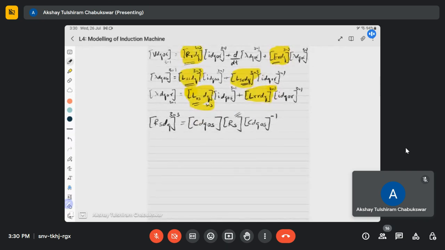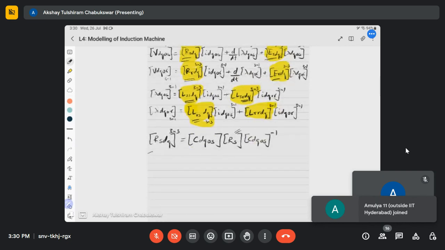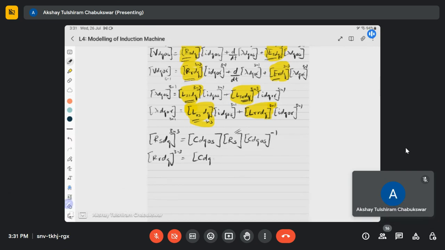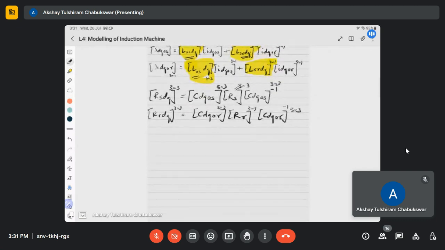These were the matrices which we have found out. Similarly, R_R in dq is 3 cross 3. This is nothing but C_dq0r into R_R (3 cross 3) into C_dq0r inverse, and this is 3 cross 3. So you have to find the values of this. You have to do multiplication. You have to multiply 3 matrices. Here also you have to multiply 3 matrices.